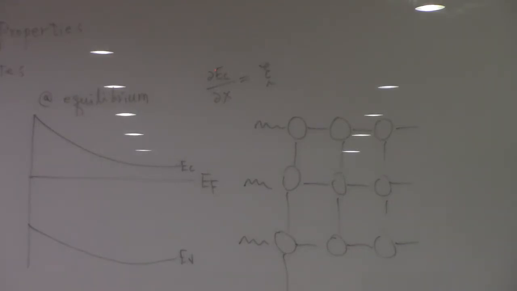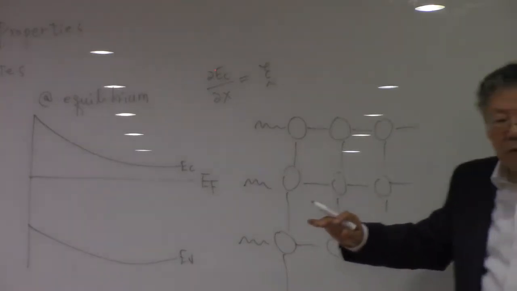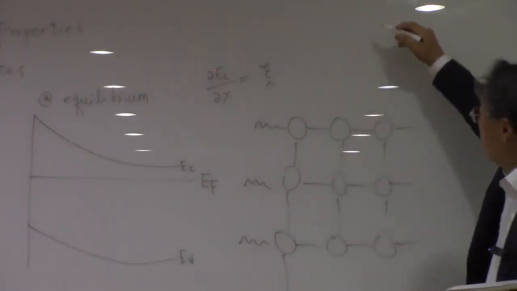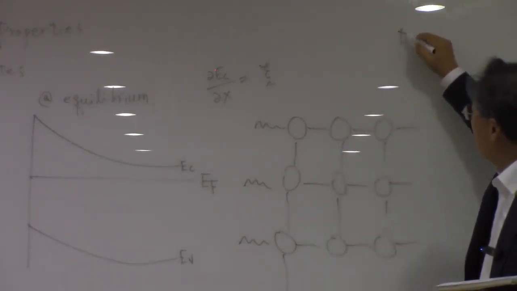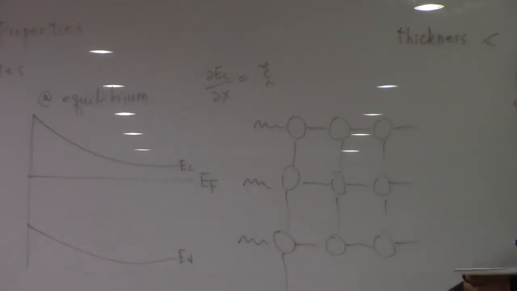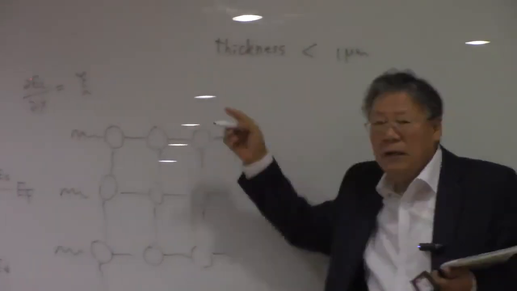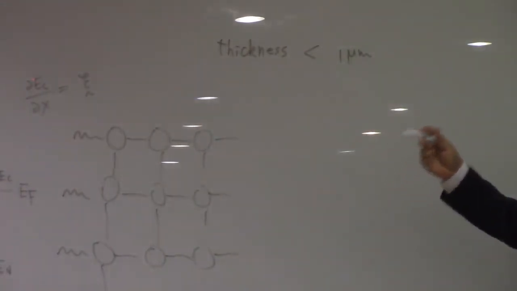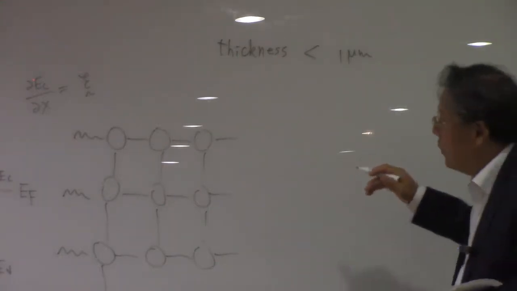But in the semiconductor business, we are going to talk about thin films, in which the thickness is less than 1 micron. Then the surface state matters. Okay, the surface state becomes very important.